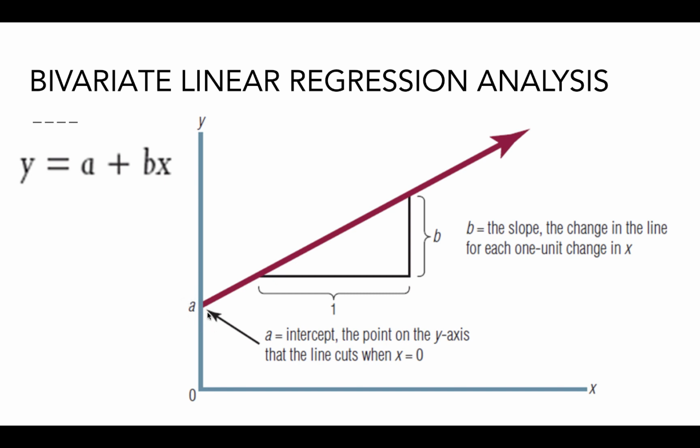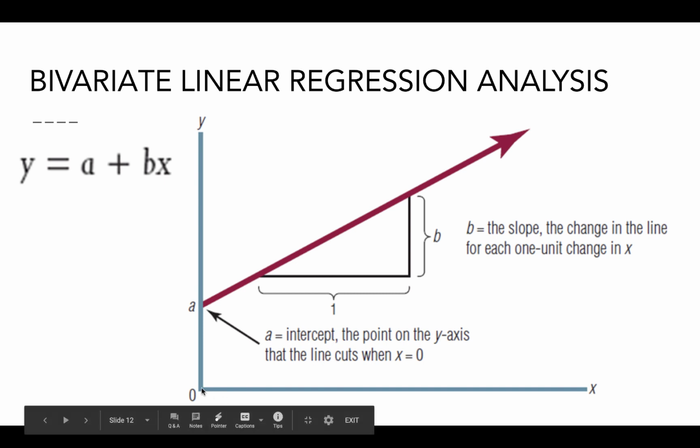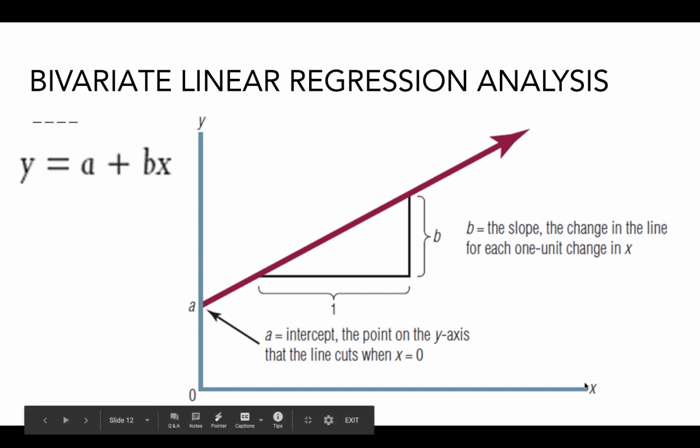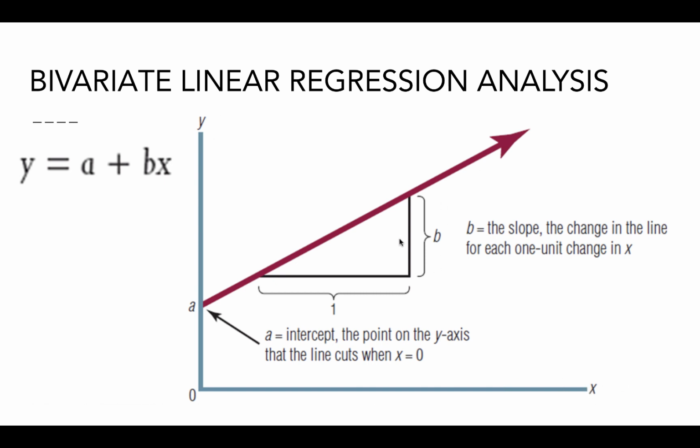So either way, A, or your intercept, is always the point on the y-axis that the line cuts when x is 0. So if x is 0, if your predictor or your independent variable is 0, what would be the level of y, your outcome variable, your dependent variable? A is that intercept. Your slope is the steepness of the relationship, or the effect of x on y. Of course, the stronger x has an effect on y, the steeper your slope will be.